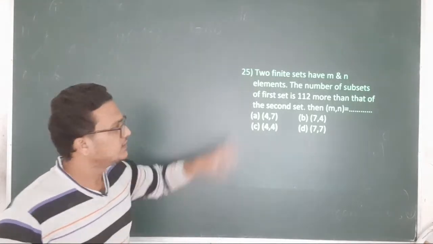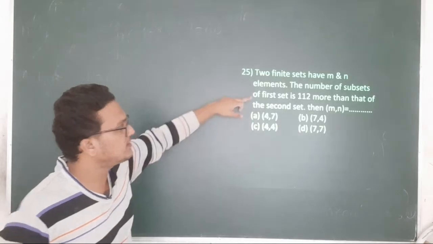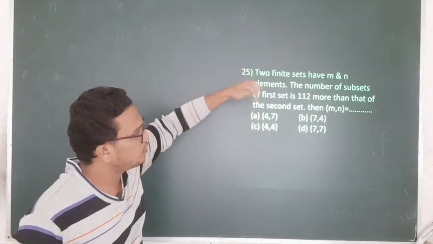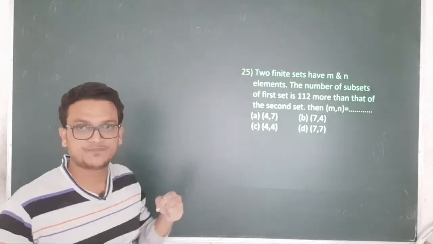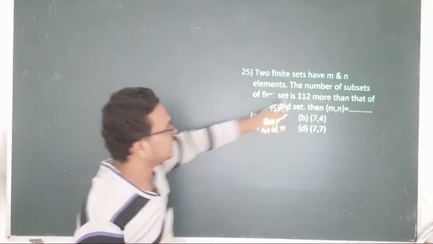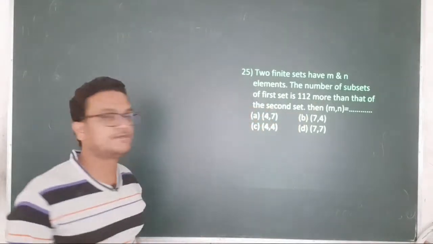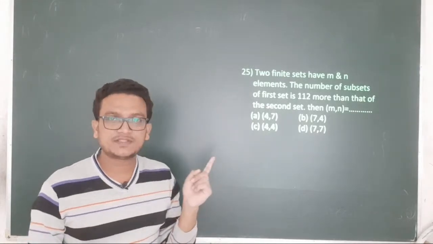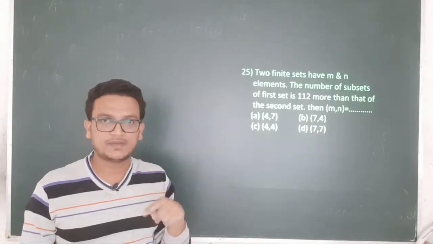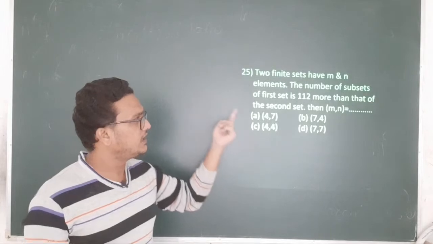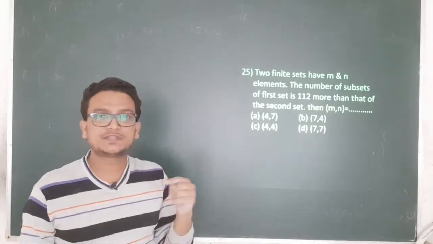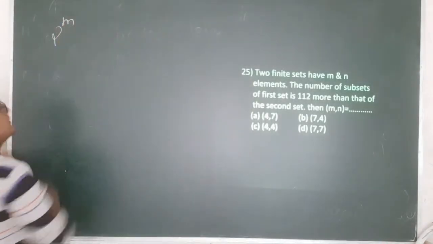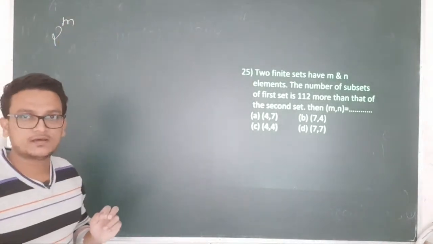The condition is what? The number of subsets of the first set is 112 more than the second set. Now I'll read it once again. The number of subsets of the first set. How many elements are present in the first set? m elements. Then what is the number of subsets of the first set? 2 to the power m.